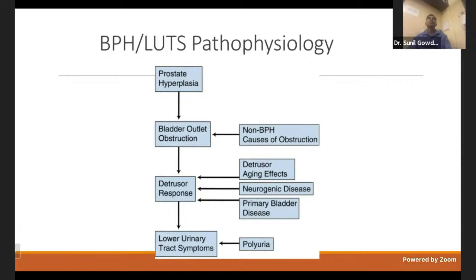That is, there are detrusor response changes which can happen with bladder outlet obstruction, and this detrusor response will result in lower tract symptoms. This detrusor response can also occur as a result of any neurological disease. It can also be due to the age factor, as detrusor aging effects can also happen. All this will contribute to the development of lower tract symptoms. So this chart indirectly shows that the development of LUTS is not limited to BPH alone. There are various other diseases which can also lead to the development of lower tract symptoms.